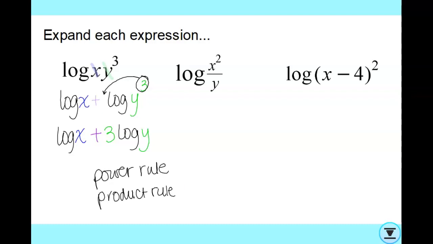In the second one, again, we have one log, but we want to expand it, so each base is going to get its own log. I have an x that's going to get its own log, and I have a y that's going to get its own log. So we're going to write log of x squared.